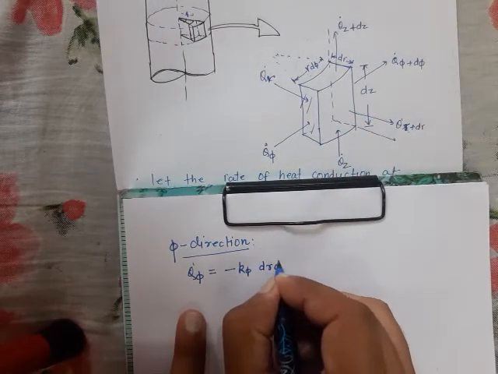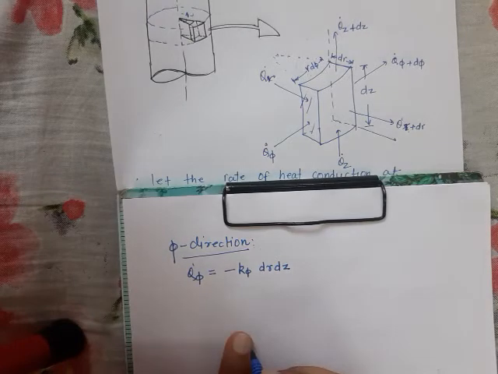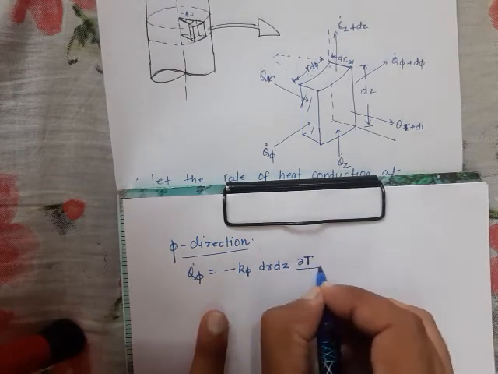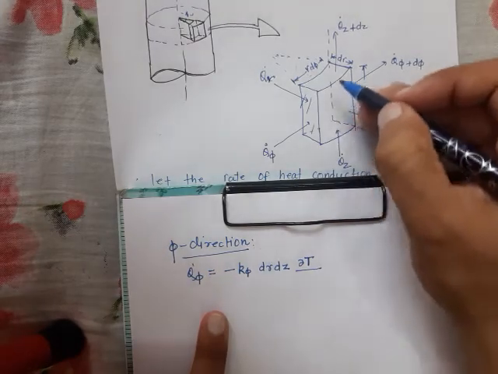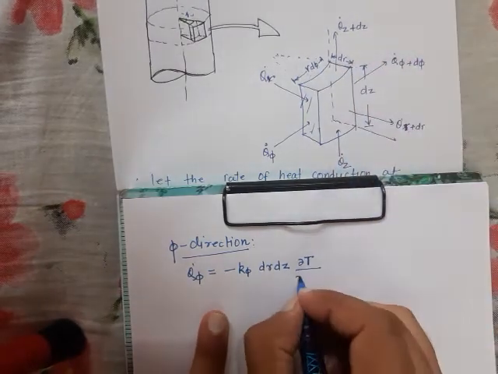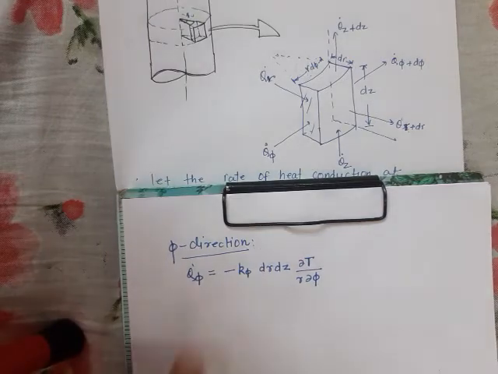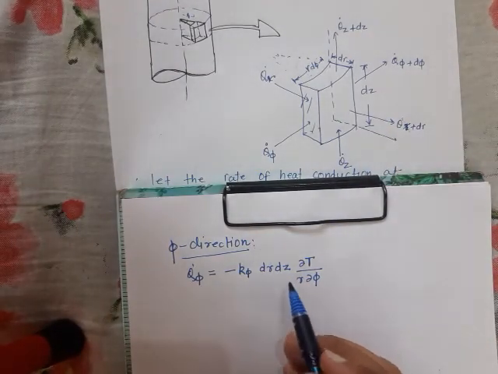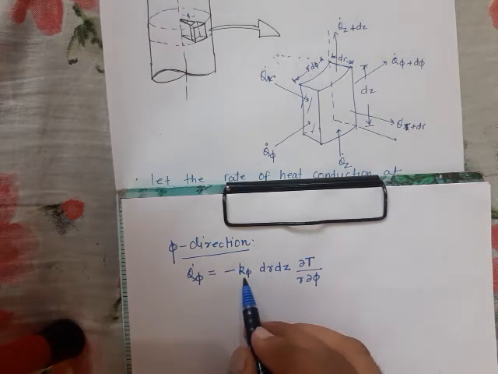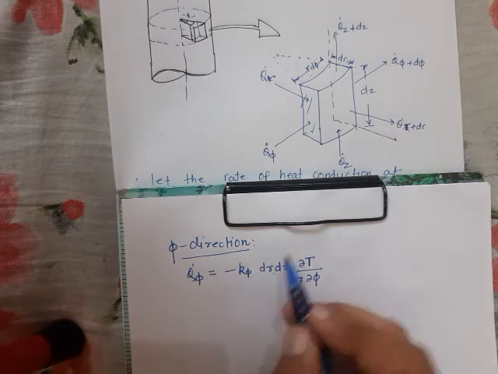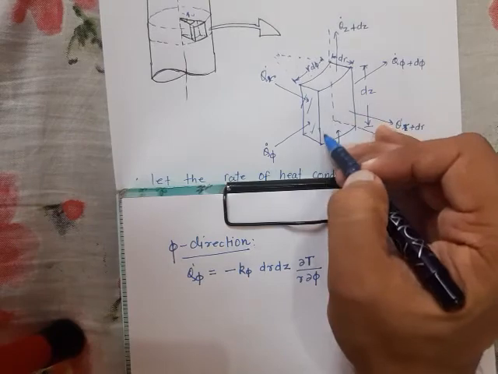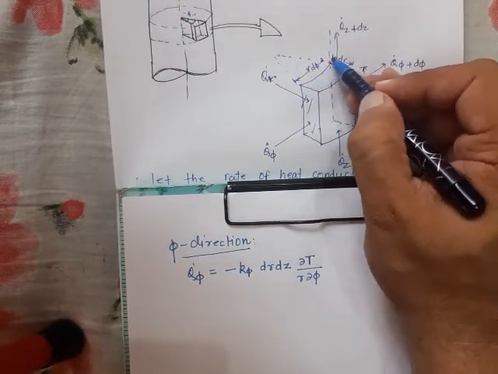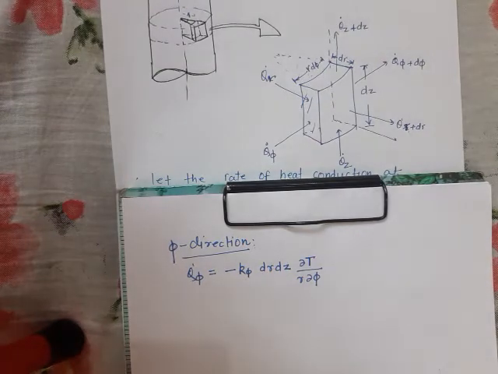So area will be dr dz. Now minus k_r del T upon del r. Now you will consider this distance r d phi, r del phi. Very easy. In the same manner, minus k_phi, area is dr dz, this is dr, this is dz. So area is dr dz, and along phi direction the distance is r del phi. So del T upon r del phi.